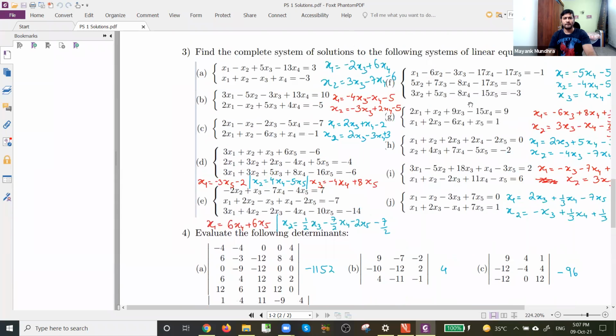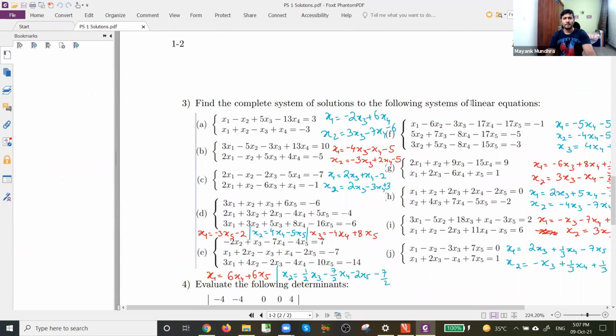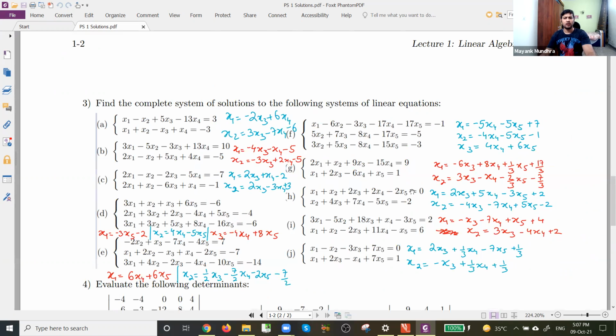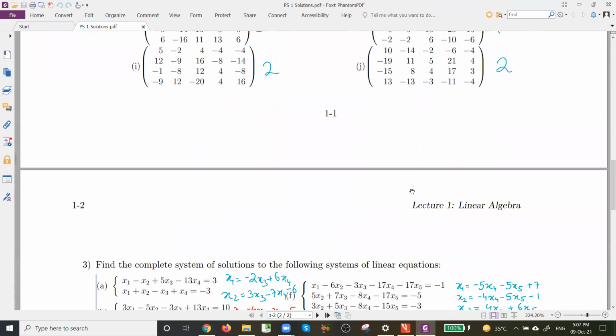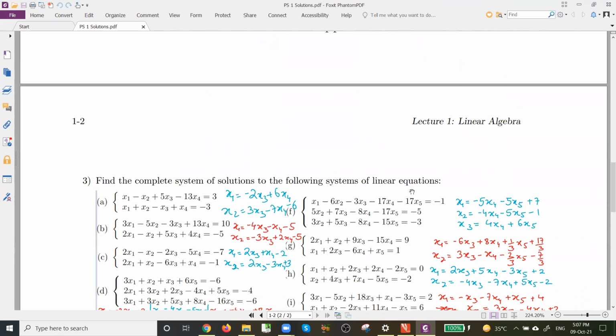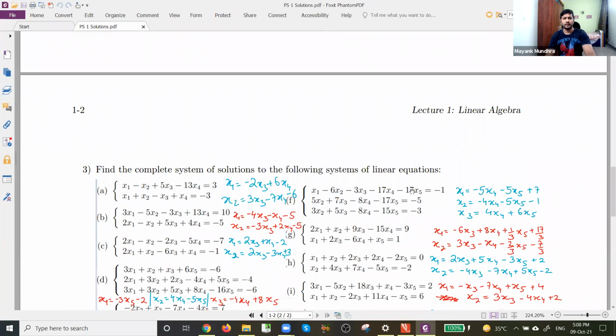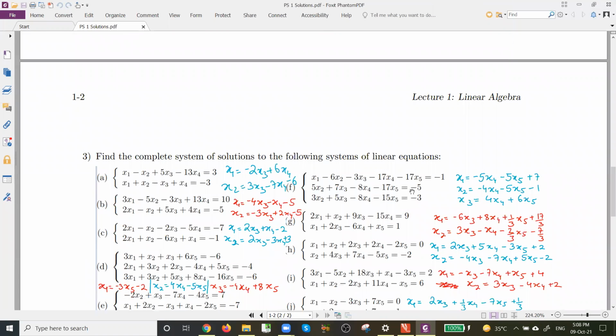Yes, tell me. For this, there are only 2 equations given, and there are 4 variables. You have to find the complete solution. I'm getting different answers from the ones that you have given me. I don't know if someone else can verify. All right, so let's do this first one.